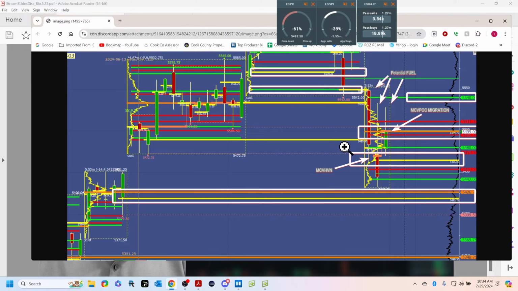Now, here's another piece, and I'm just going to do this briefly. If you're interested in what this is all about, you can come to Trader Lab and certainly learn about these things. Friday's low was right here, and this is called a micro-composite variable high volume node.